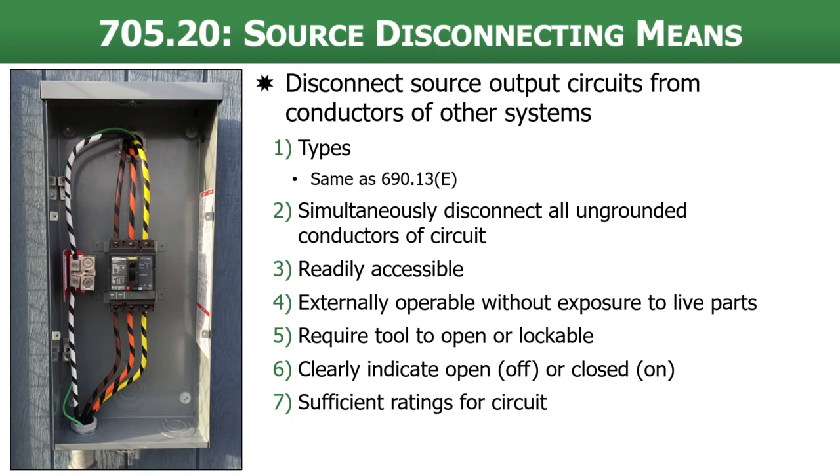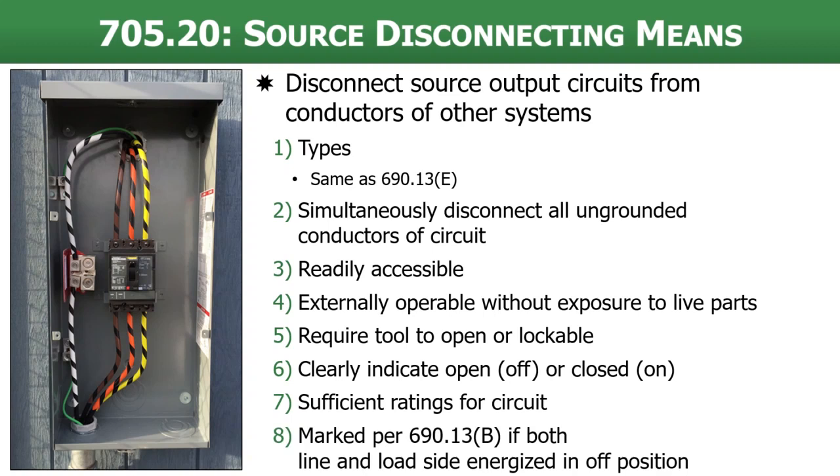That's pretty common sense. And it has to be marked per 690.13(B) if both the line and the load side are energized in the off position. That's the warning label that we talked about a couple slides ago. Primarily would be needed on the DC side of the system if you had a DC coupled system. Not usually needed on the AC side of the system, although you need to check with the inverter manual or the manufacturer to make sure that that is in fact the case, that when the disconnect is off, the AC output of the inverter is immediately stopped and there is no energizing on both the line and the load side.